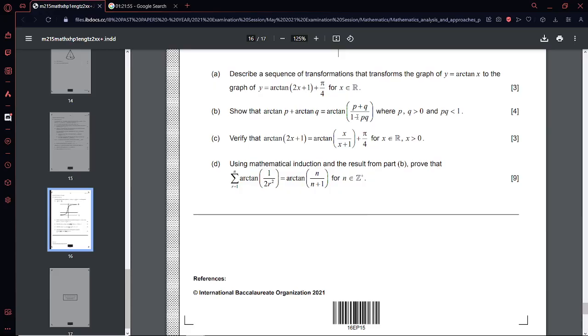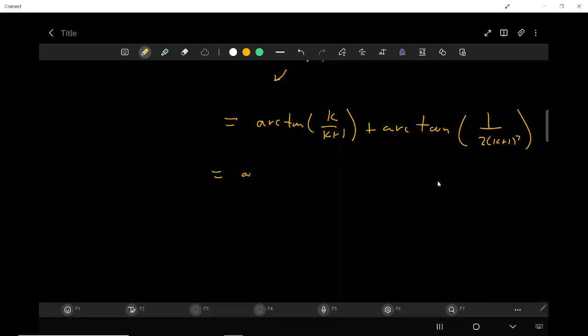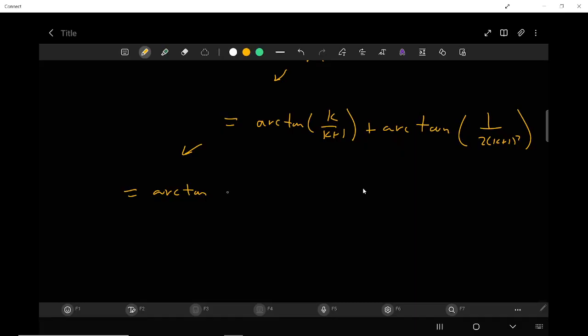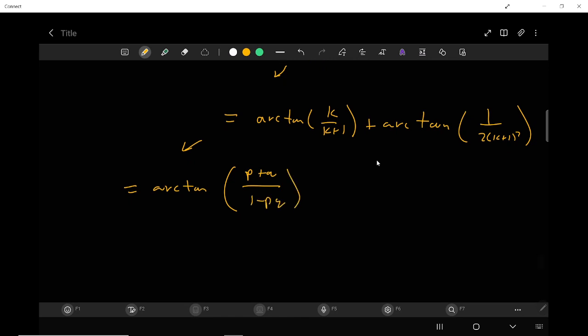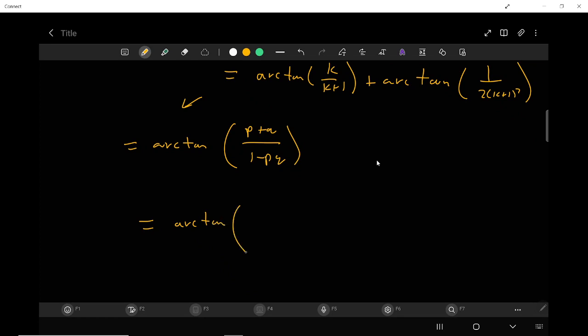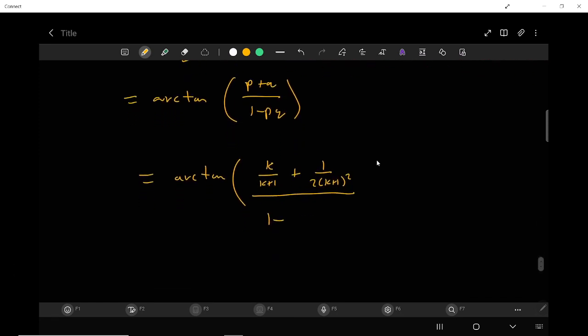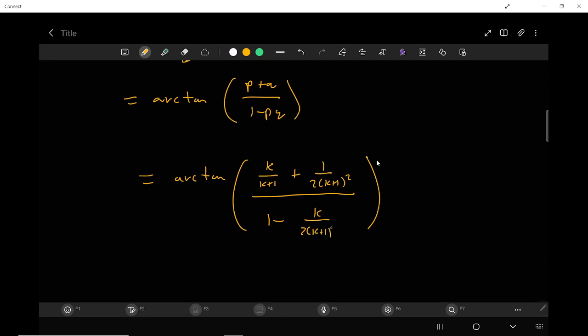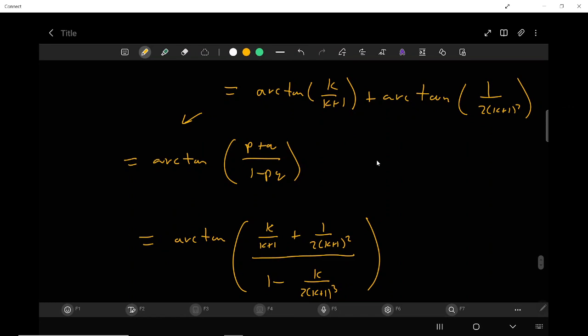Now, using the formula that they gave us earlier, which is this thing, arctan p plus arctan q equals, I'm just going to write here, sorry about that. Arctan, okay, this is where it gets very tricky. I'll probably just show that I'm using the formula. You know, I might put the formula down. So arctan of p plus q over 1 minus pq, which equals arctan of k over k plus 1 plus 1 over 2 lots of k plus 1 squared, all over 1 minus, they don't cancel unfortunately, then multiply together. So k over 2 times k plus 1 cubed. I just want to make sure that I haven't messed up. If you multiply them together, k over 2 times k plus 1 cubed, and that's squared, yeah.